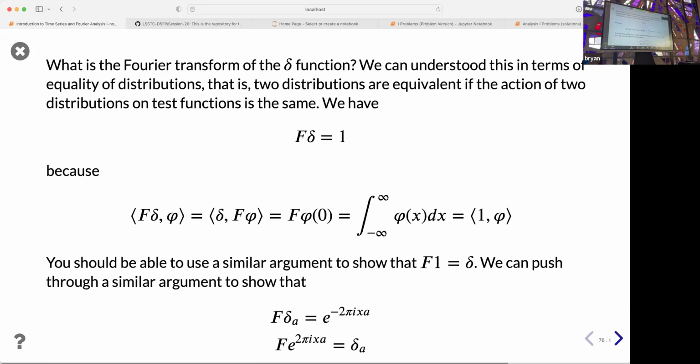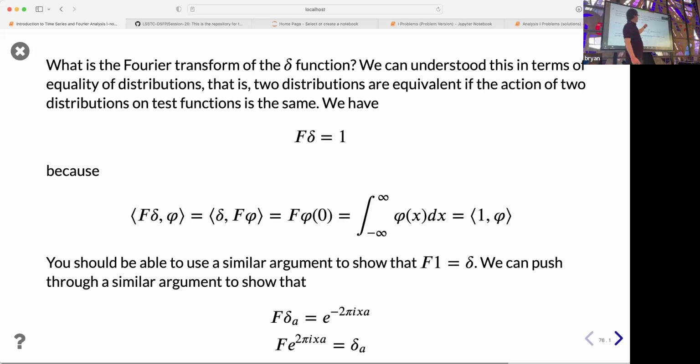An important result is that the Fourier transform of a delta function is equal to 1. And this is just the proof of that. This is just manipulating the definitions that I gave on the previous slide. You can also show that the Fourier transform of 1 gives you a delta function. So we can go back and forth from the Fourier domain to the time domain with delta functions. You can also show that for a shifted delta function, something shifted away from the origin, the Fourier transform is this complex exponential. Yeah, 1 is the function which is 1 everywhere.